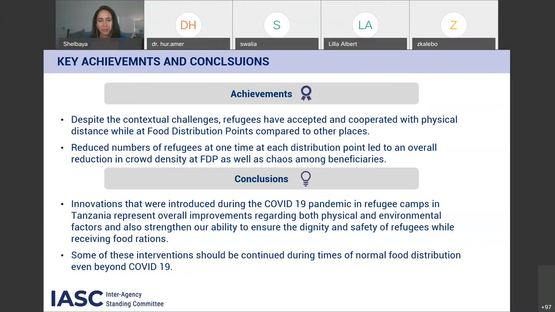And also nowadays, when beneficiaries come to the distribution site, they say that they spend little time compared to those days prior to COVID-19. And also, having the pre-packaged food commodities distributed to them, they are quite impressed with that.